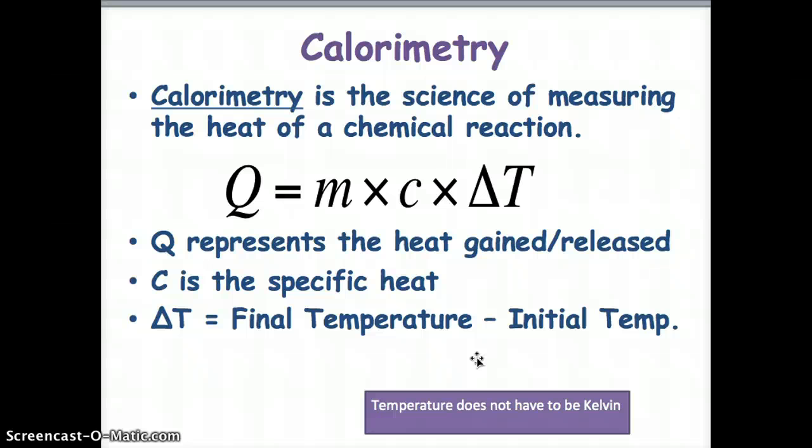Here is the formula that you're going to use for specific heat. Calorimetry is the study of heat, and heat is defined by Q. Q represents the heat. M represents the mass of the object. C is the specific heat. That number is big if it requires a lot of energy to increase its temperature. If not, it's going to be low. And delta T is the temperature change. What is the temperature change? Temperature change is the final temperature minus the initial temperature. And the temperature could be in Celsius or it could be in Kelvin. Kelvin is a unit of temperature, in case you didn't know.